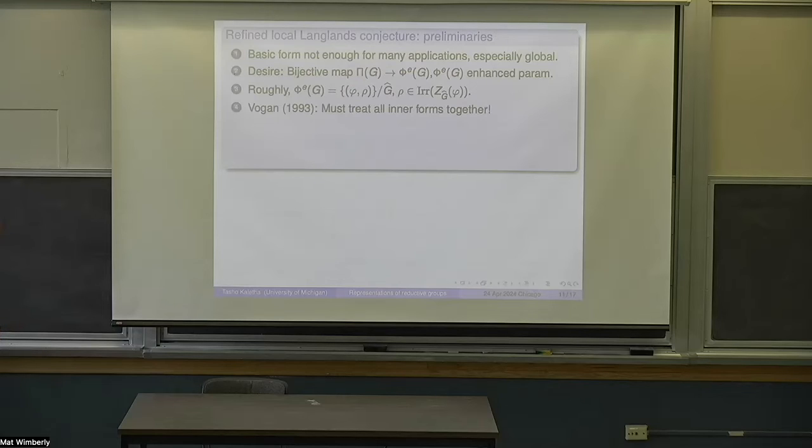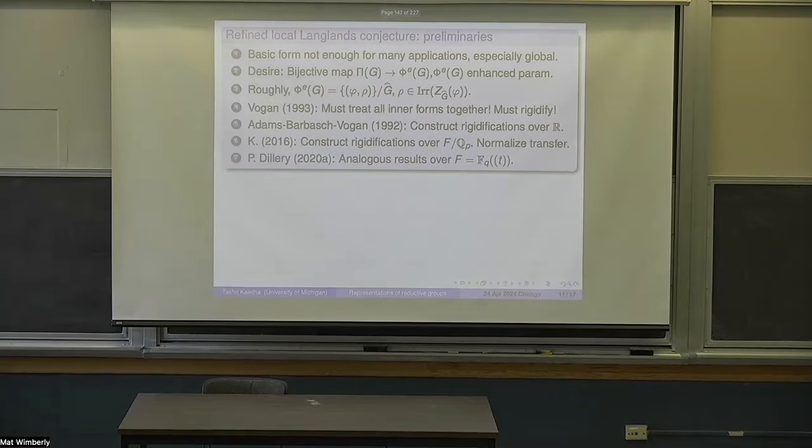You have to treat multiple groups together, which are called inner forms, and you have to do it in a cohomologically correct way, which is called rigidification, where you have to replace the cohomology of the Galois group by cohomology of more complicated objects called Galois gerbs. The right object over the real numbers was identified in work of Adams, Barbasch, and Vogan, and then work of mine and a student of mine showed what to do over p-adic numbers and then local function fields.